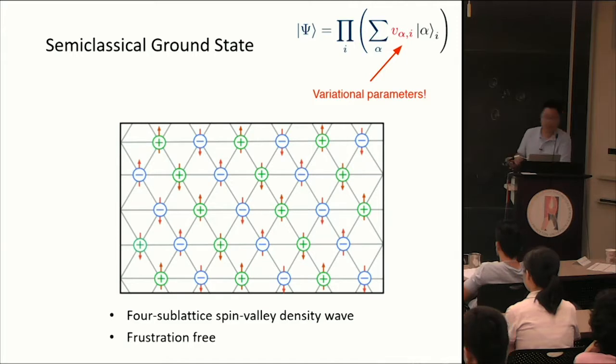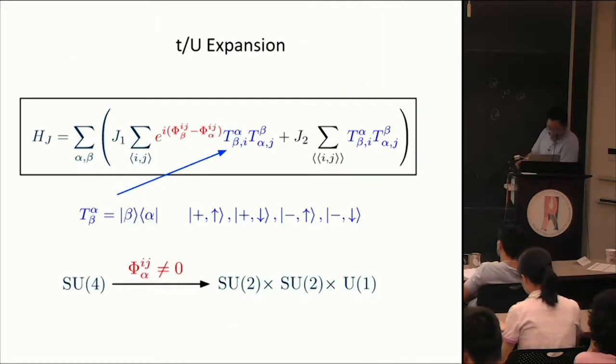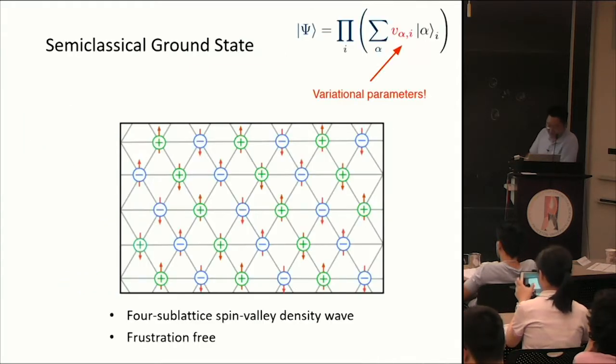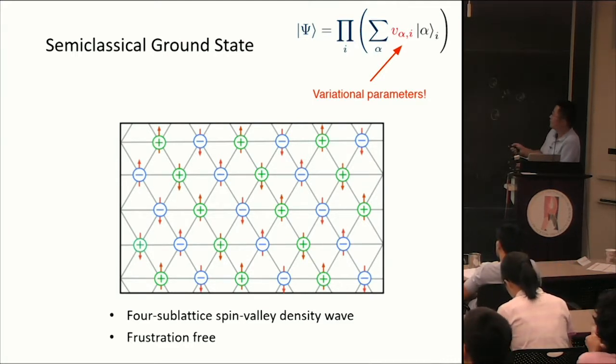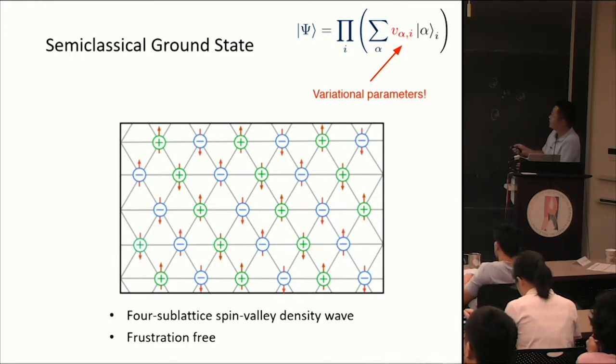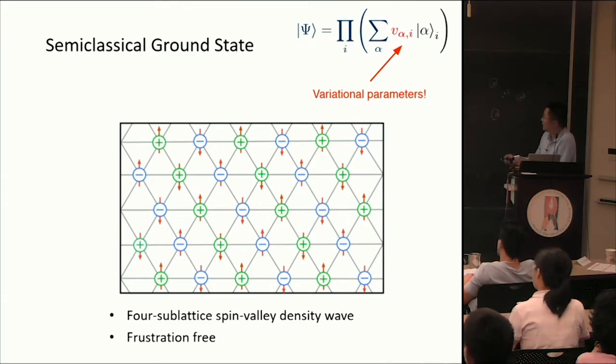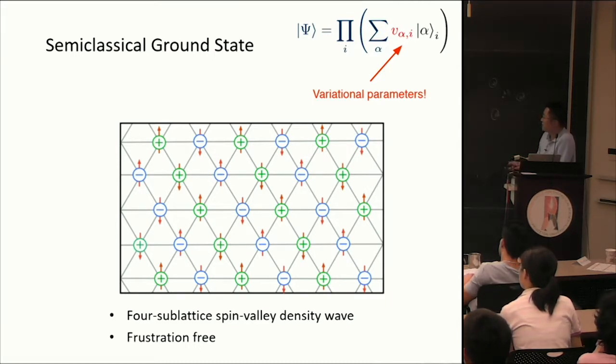Okay, so now with this exchange model in the strong coupling limit, one can study its ground state. We take the most mundane approach, a semi-classical ground state, assuming that the ground state is a product state. This V represents how the spin is polarized in spin and valley space at every site, and then we calculate its energy expectation value using this product state. What's interesting here, and this is really a key point of our work, is that within this semi-classical approach, the energy is completely minimized. Every bond energy is minimized when the ground state takes this pattern.